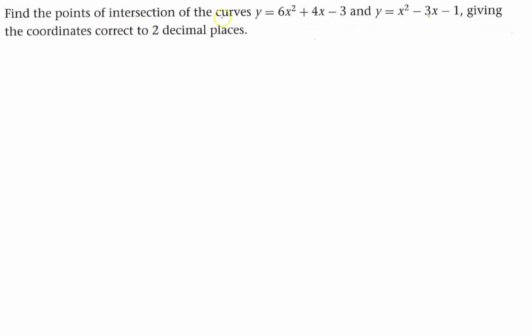Okay, got to find the point of intersection of these two curves. Right, I'm going to start off. This one's got minus x squared, so I can put them... They're both equal to y, so I can put them equal to each other. So 6x squared plus 4x minus 3 equals x squared minus 3x minus 1.